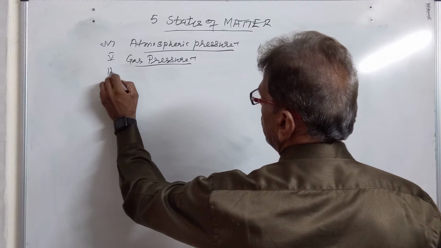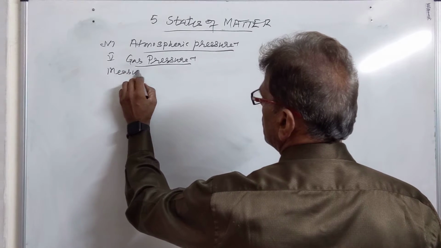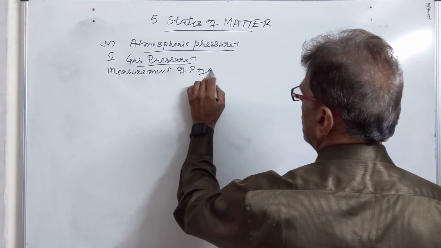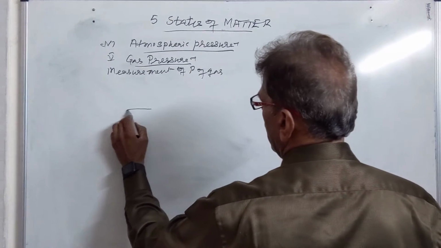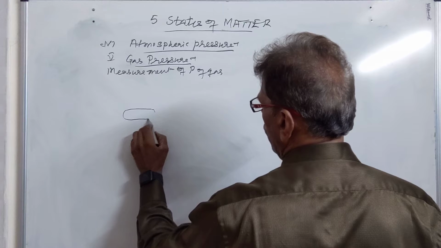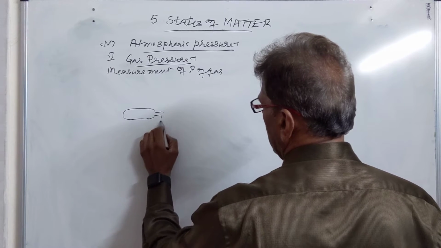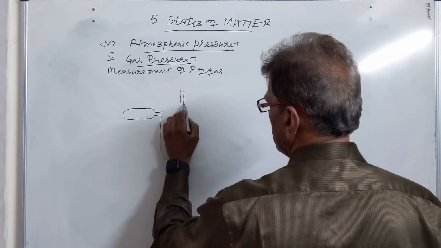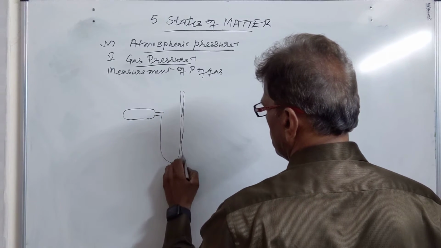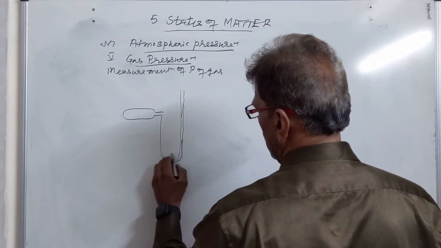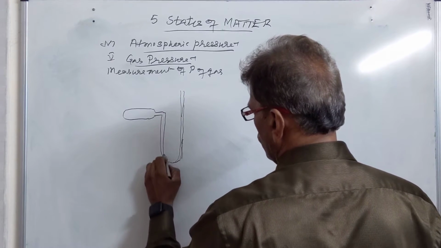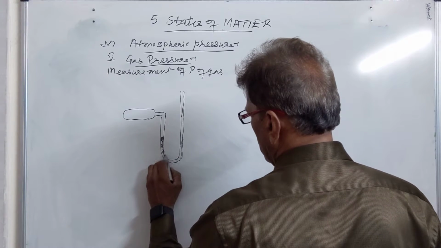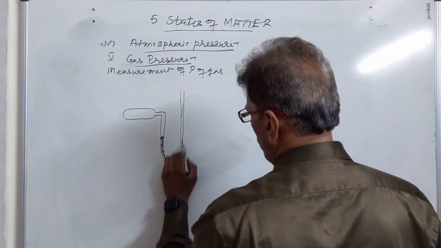Now, measurement of the pressure of the gas. It can be measured with the help of two types of manometer. One is called the open end manometer, and the other is called the closed end manometer. This is our open end manometer.